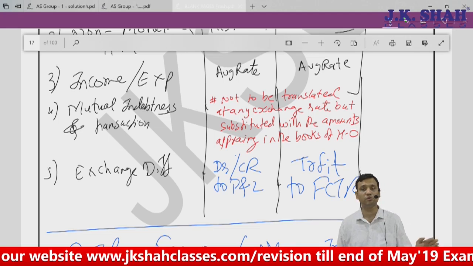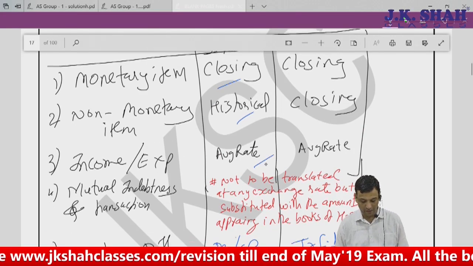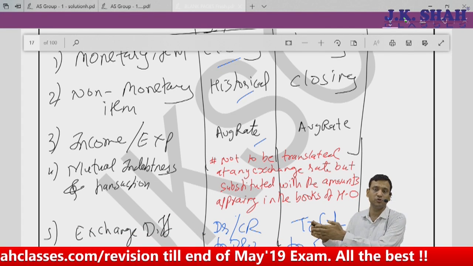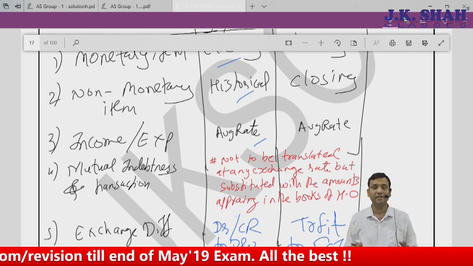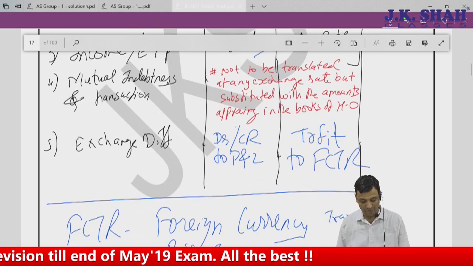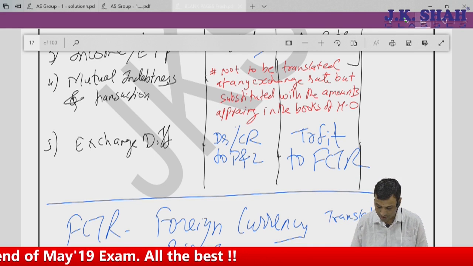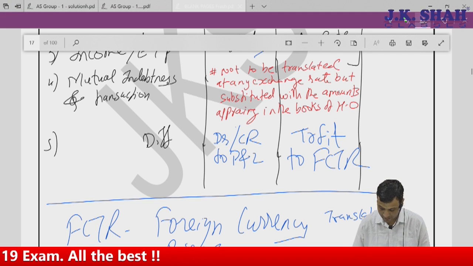Because my trial balance was in dollars. I converted it using different rates. Closing, historical, average. Something I didn't convert, only substituted. I say, whatever amount is in HO's books in rupees, write the same amount in your branch. So I didn't translate only. So obviously there will be a difference. Instead of saying exchange difference, I should use the words resulting differences in trial balance. That is better.